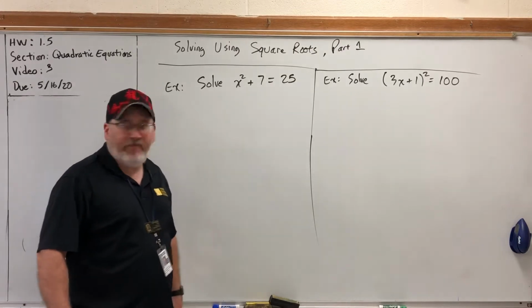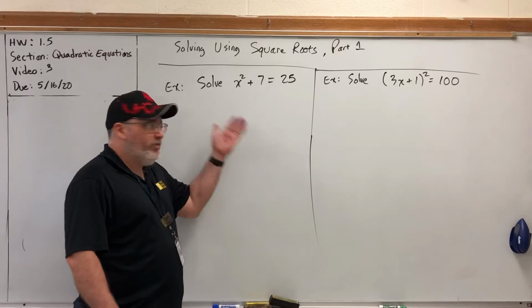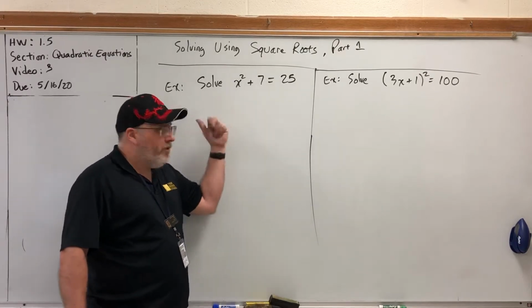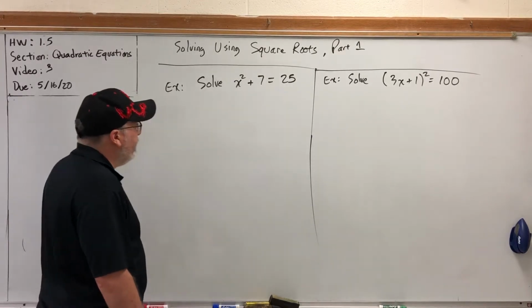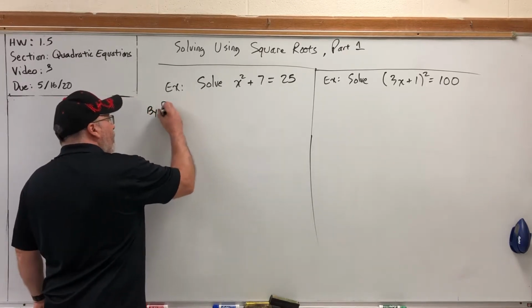Solve x squared plus 7 equals 25. And you might be asking, where's the x term? Well, this one doesn't have one, but it's still quadratic. Highest power is x squared. If we tried to solve this by factoring, we would run into a problem.